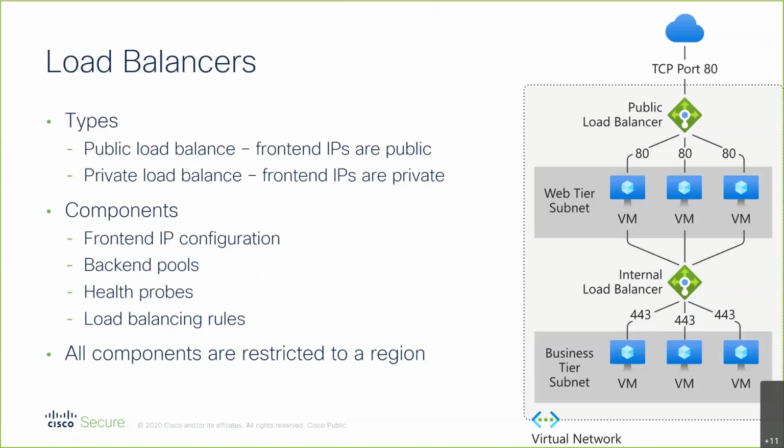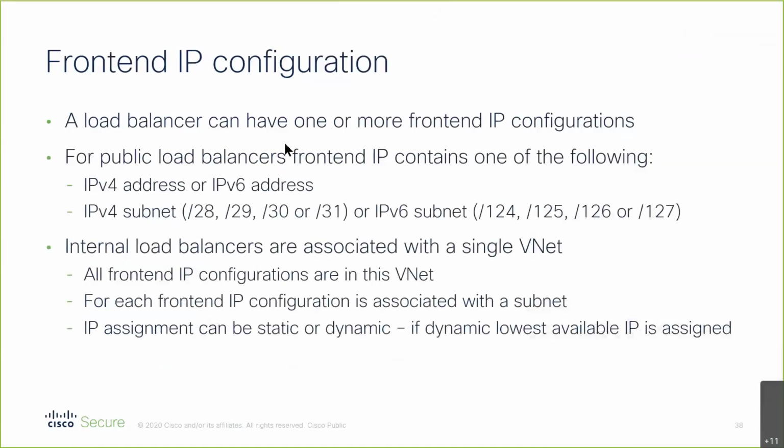There's first of all the front end. A load balancer can have one or more front end IP configurations. And they are going to be in some sort of a VNet in the case of an internal load balancer. And that would be private IP addresses. You don't have to assign private IP addresses; Azure would simply select the lowest one.